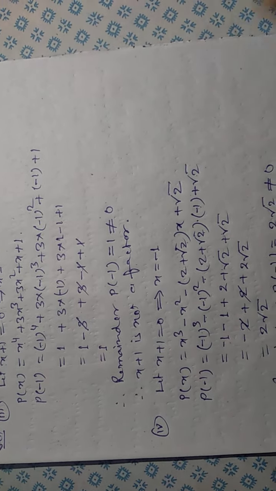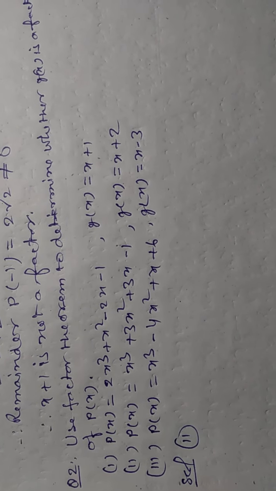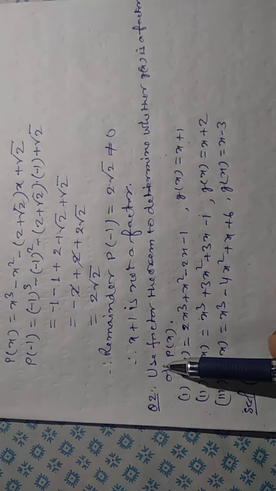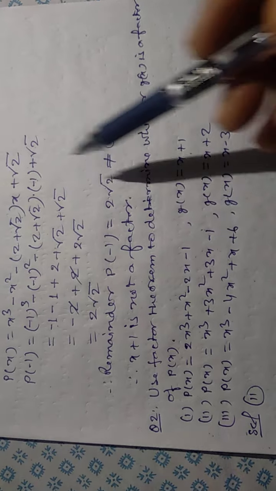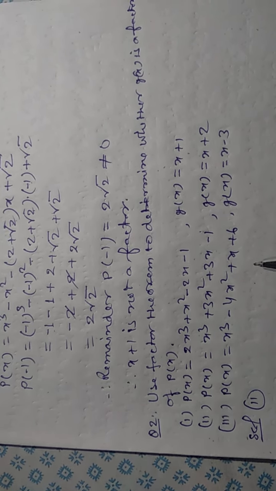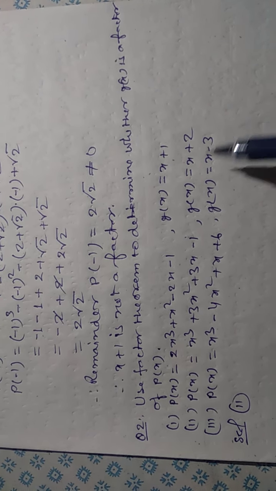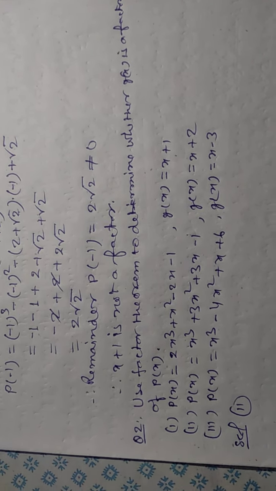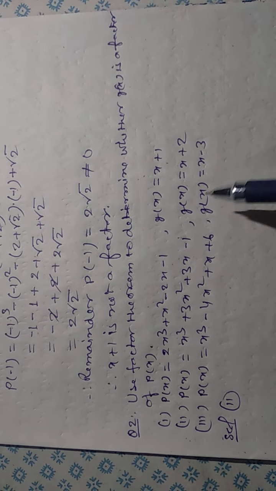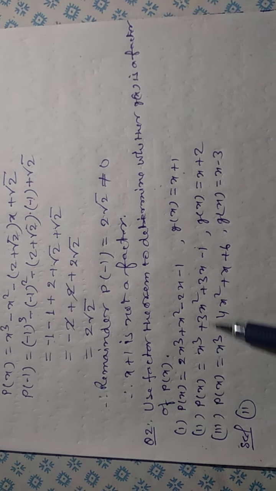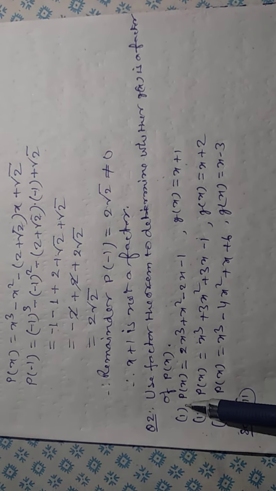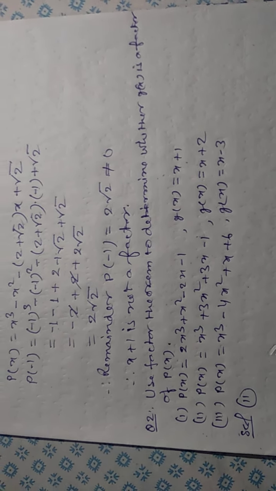Now you will solve question number 1 and 2 of this question. Now see question 2: use the factor theorem to determine whether g(x) is a factor of p(x). This question 2 you will solve as question number 1. When you get the remainder 0, then you will say g(x) is a factor of p(x). If the remainder is not 0, then you will say g(x) is not a factor of p(x). In this question, I am going to solve number 2, and the remaining 1 and 3 you will solve.